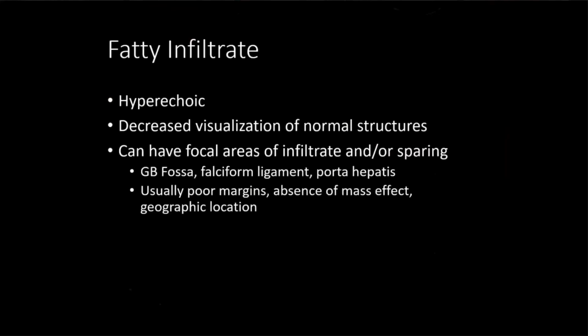That would be an example of a fatty infiltrate. And then you can have focal areas of either fat infiltrate or sparing, and these are typically in the gallbladder fossa, along the falciform ligament, and in the porta hepatis. And they usually have pretty poor margins. They don't have any mass effect. And then that geographic location, that typical area in the gallbladder fossa.